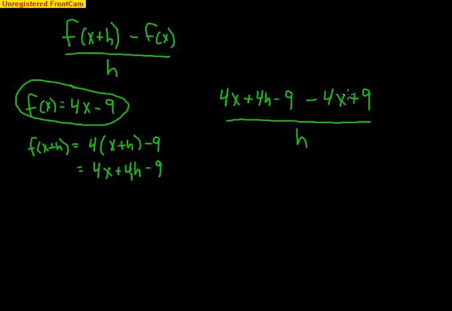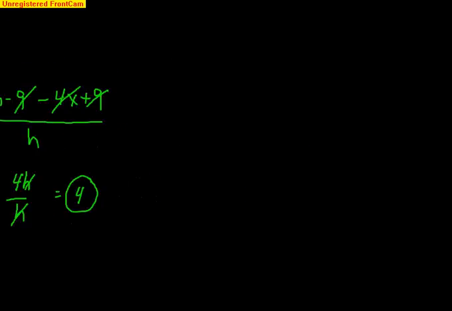If you notice on top, if you do it correctly, a lot of stuff usually cancels out. The 4x's cancel out, for example, negative, positive. The negative 9 and positive 9 cancel out. And all I'm left with is 4h divided by h. This is great because I know that this is a fraction. There's an h on the top and the bottom, so they're going to cancel out. So I just get a final answer of 4. That's a pretty easy one with a real nice final answer.